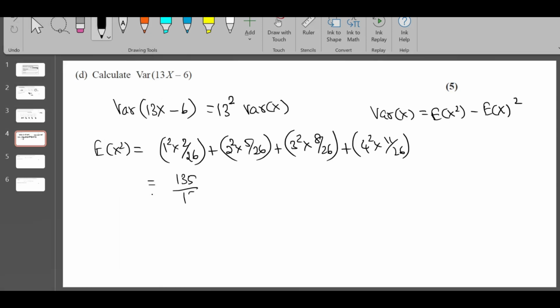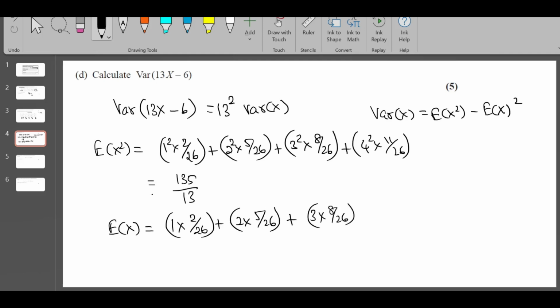Now E of x is x times p of x. So you don't square x, you just take this: 2 times 5 over 26, 3 times 8 over 26, 4 times 11 over 26. Calculate this now.